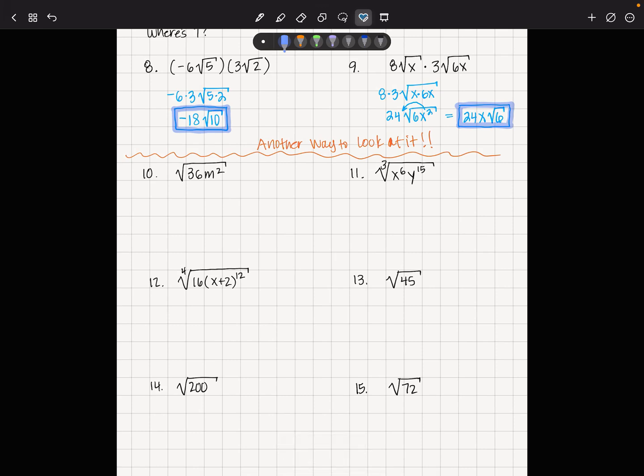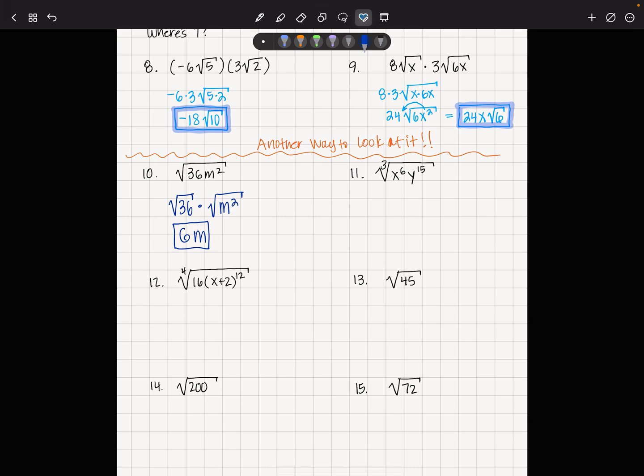In this video, we're going to look at the square root of 36m squared, and we're going to do our product rule for radicals backwards. So this is the same thing as the square root of 36 times the square root of m squared. The square root of 36 is 6, and the square root of m squared is m, and that's how we're going to get our answer of 6m.